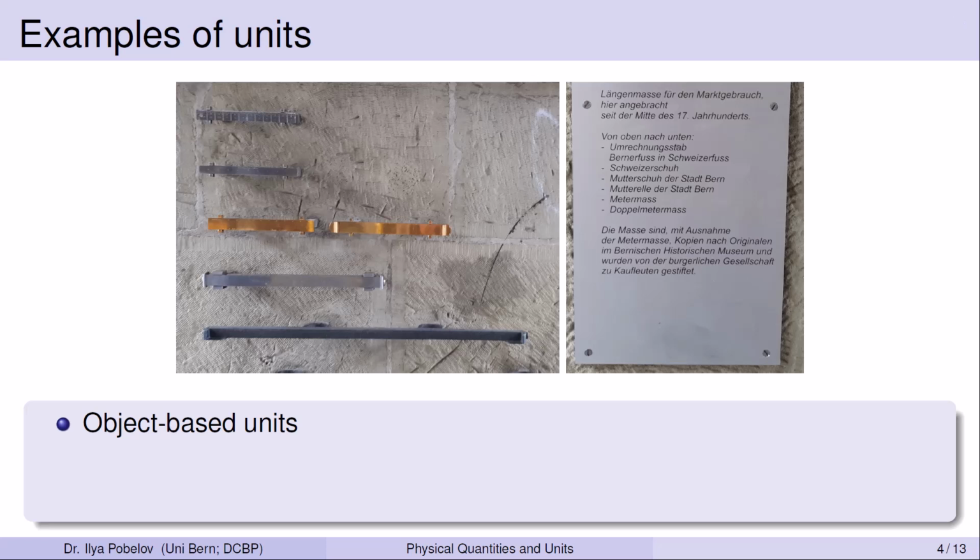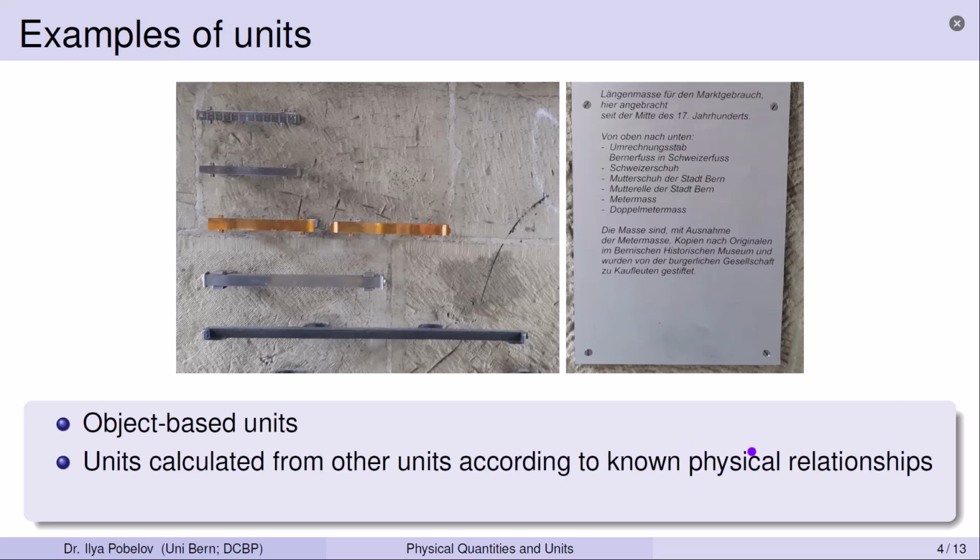Another approach is to use as a unit of a given physical quantity a value calculated from units of other physical quantities. This approach requires a known physical relationship of the considered physical quantity with other physical quantities. Another possibility is to use the value of a natural physical constant as a unit. This is only possible if a suitable physical constant exists for the desired physical quantity. For example, the elementary charge is used as a unit of electric charge in some systems of natural units.